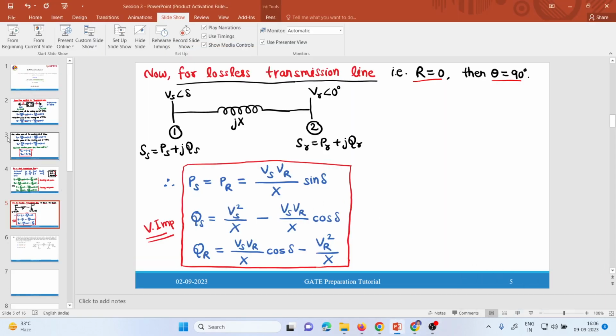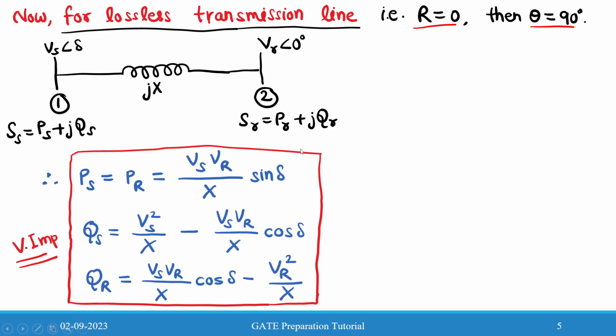And for the reactive power, Qs will be Vs square divided by X minus Vs Vr divided by X times cos delta, and Qr will be Vs Vr divided by X times cos delta minus Vr square divided by X. These three expressions are very important for competitive exams and very important for our GATE exam also.